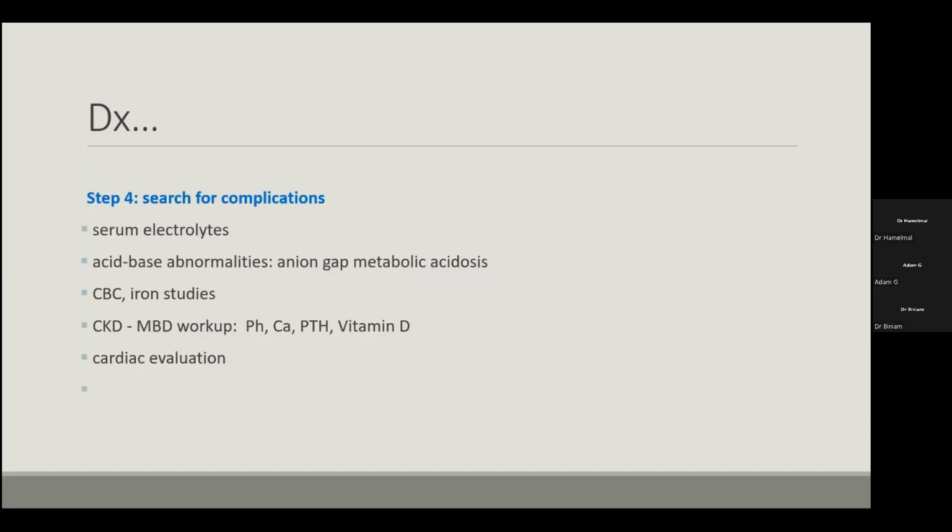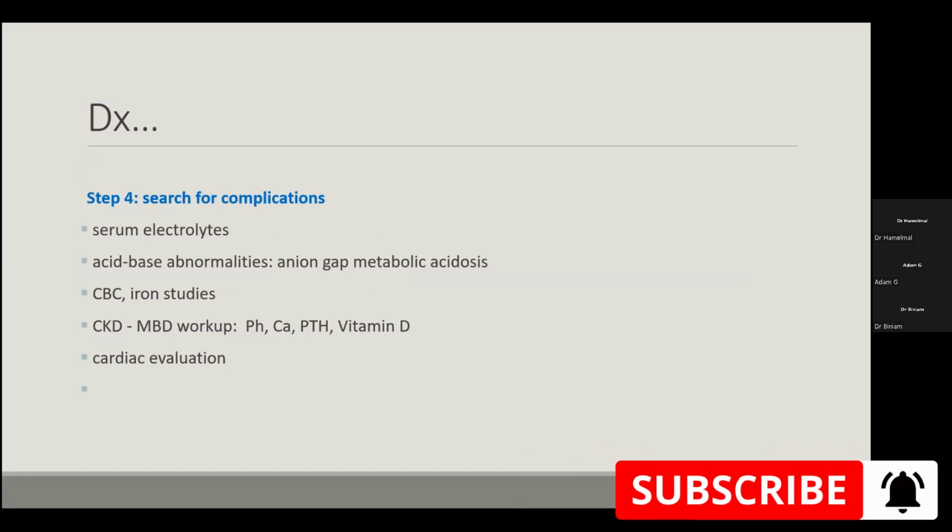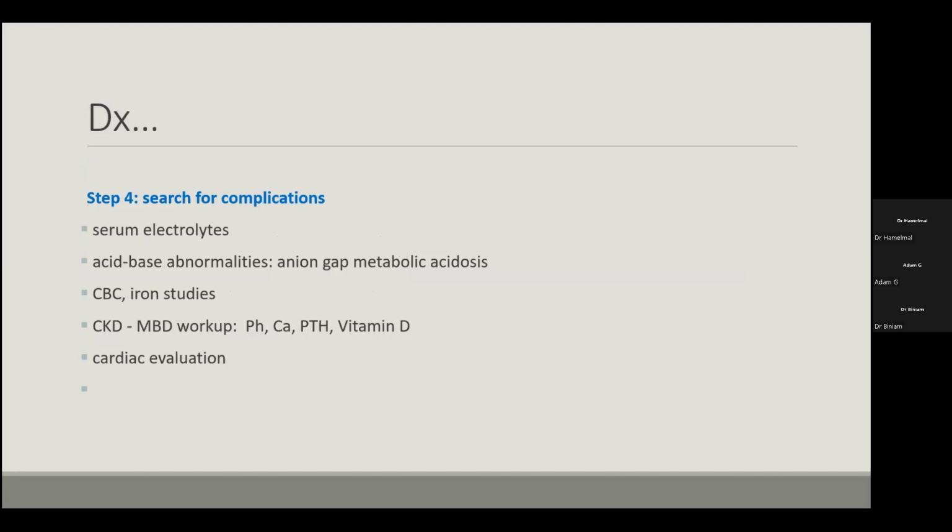So the other important step is searching for complications. Serum electrolytes, hyperkalemia, and hyperphosphatemia should be looked for at least in patients with CKD, as well as sodium disorders. All electrolytes should be done. Acid-base abnormalities, anion gap metabolic acidosis should be looked for and treated, and CBC should be done for every patient, because, as I told you, anemia comes very early. Even if the patient is not anemic, iron deficiency should be assessed whenever possible. Even in patients with mild anemia, you should do iron studies, assess for iron deficiency, and replace the iron.